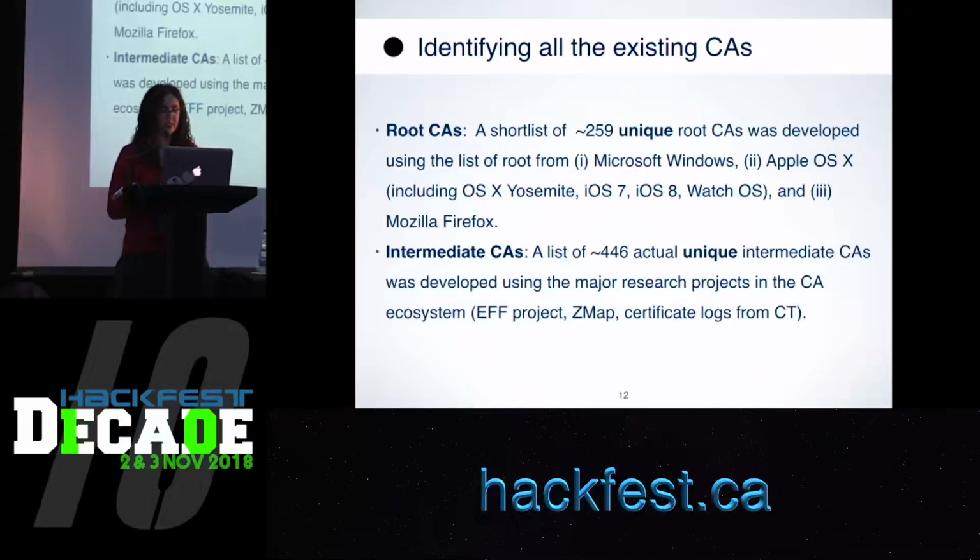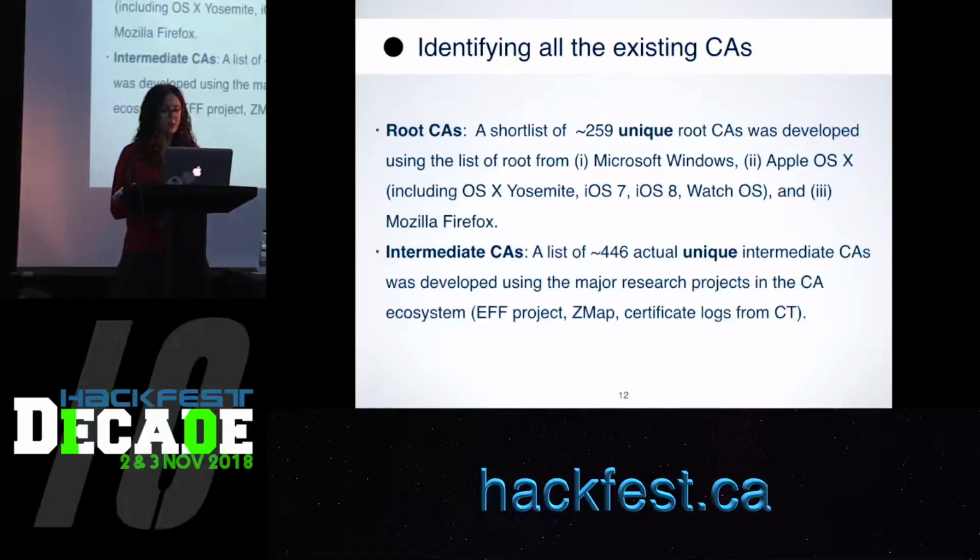So the first step is to identify all the existing CAs. I got a list from Microsoft Windows, Apple, and Mozilla, all the root CAs. And after merging all this data and collapsing different identities for the same CAs, I got a short list of 259 unique root CAs. And I did the same for intermediate CAs, except that, as I've mentioned, they're invisible.